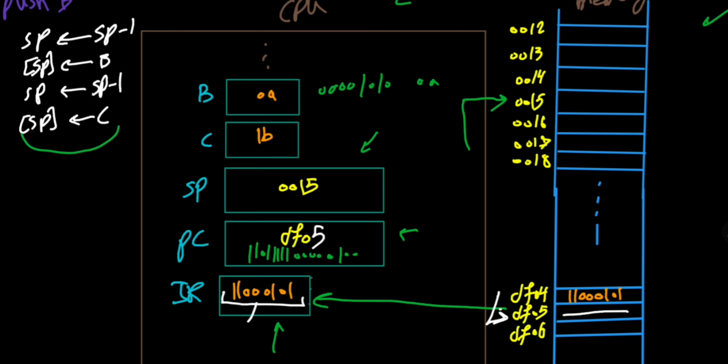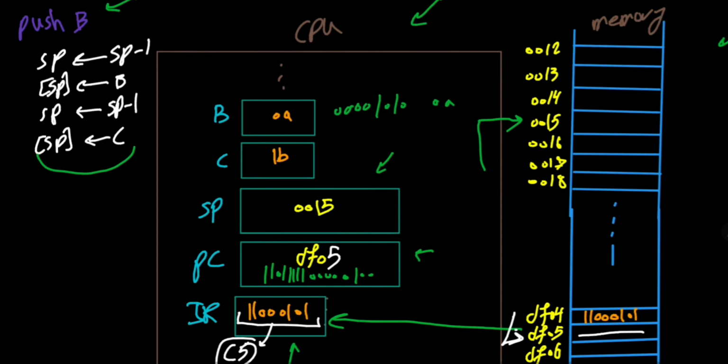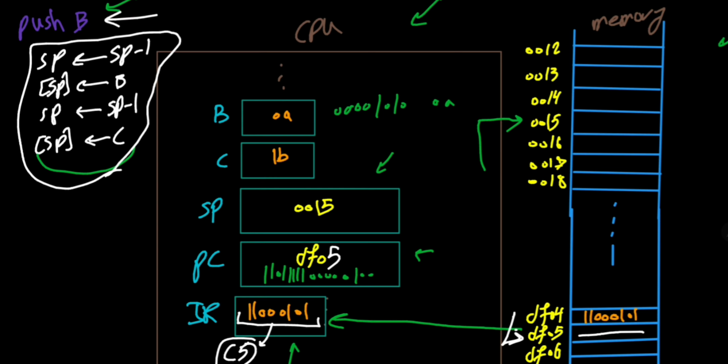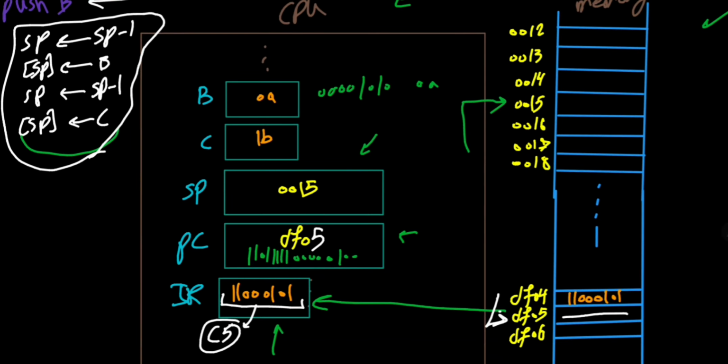What are these 8 bits? In hex, this is C5, which is the same thing as push B. So the CPU needs to execute all of these operations to finish the execution of the push B instruction. Let's see how this would be done. The first thing is that the CPU would decrement the value of SP to SP-1. Right now we have the value of 15 inside the SP register, which is 16 bits in length. So this would be 0014. Again, everything is in binary; we are just showing them in hex for simplification. So SP would be 0014, meaning that now the top of the stack is here.